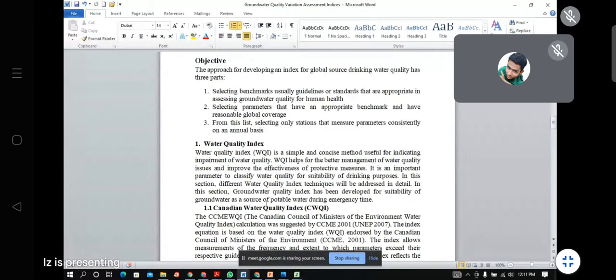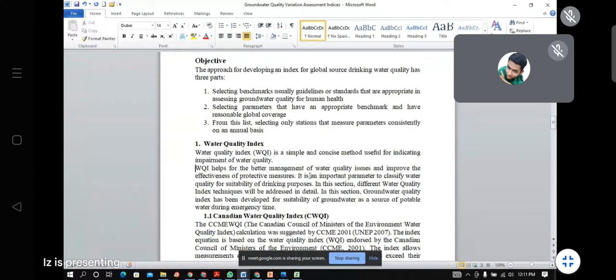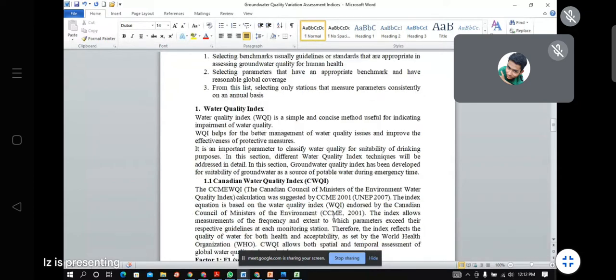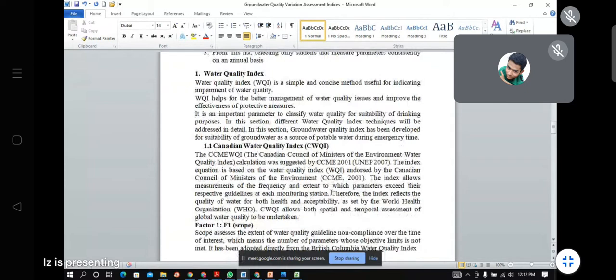Okay, what next? You will go for water quality index. Water quality index is a simple and concise method useful for indicating impairment of water quality. It helps for better management of groundwater quality issues, of course, and it is also important in a way that it provides you a numeric value so that you can classify your groundwater type with the help of that numeric value into different categories, right from excellent to very poor. Canadian Water Quality Index is one of such widely applied statistical techniques to analyze the water quality index.